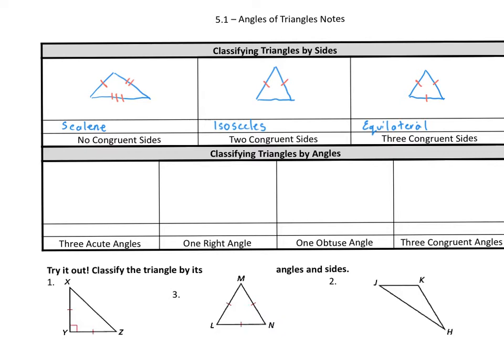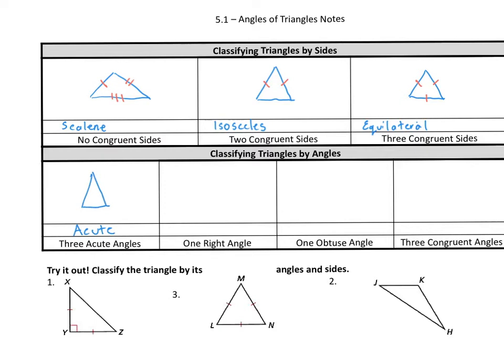Okay, now we want to go on. The next classification is classifying triangles by angles. So three acute angles, meaning all the angles have to be less than 90 degrees. That's what it means to be acute. Draw something like that. That means that the triangle is considered acute.